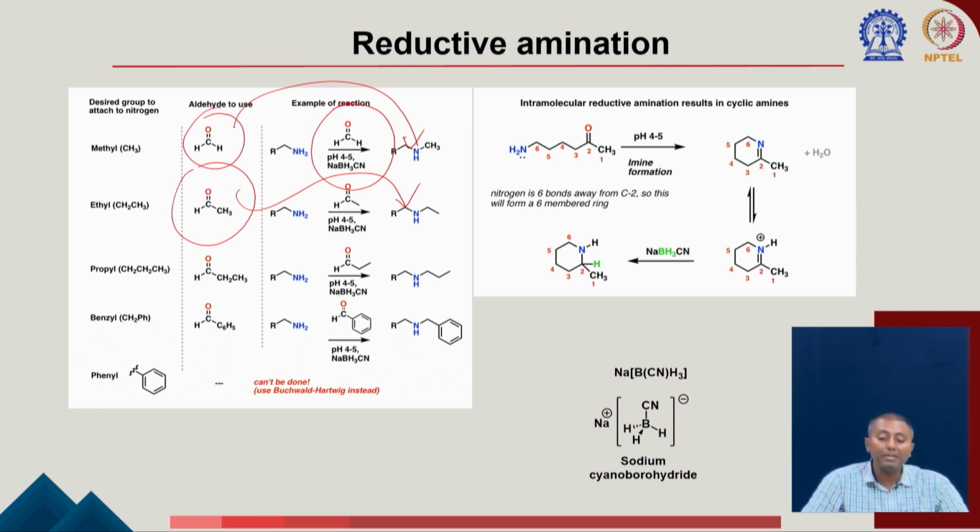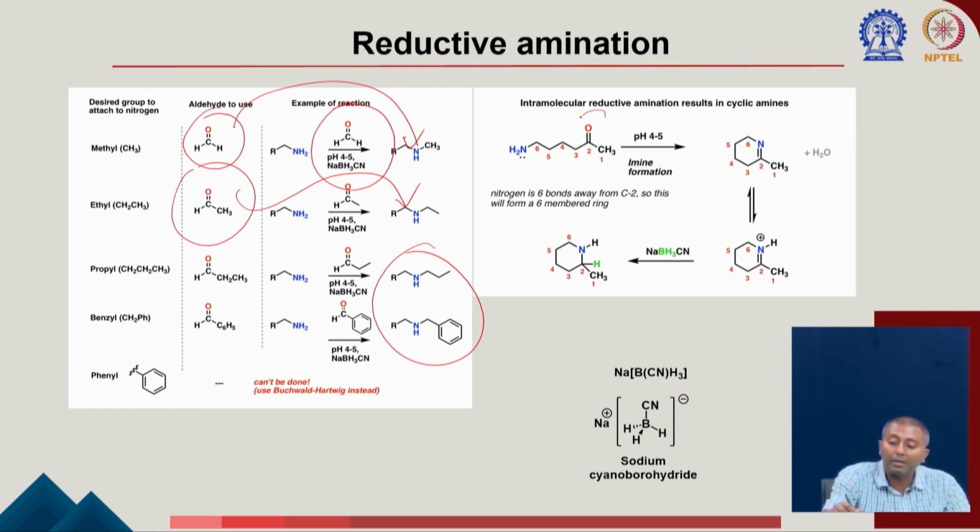So at this pH, what is going to happen? This amine and the aldehyde can form the corresponding imine. The imine will get activated in the presence of the acid, which allows the cyanoborohydride to transfer the H minus to form the corresponding amine. This can be not only intermolecular, it can be intramolecular also.